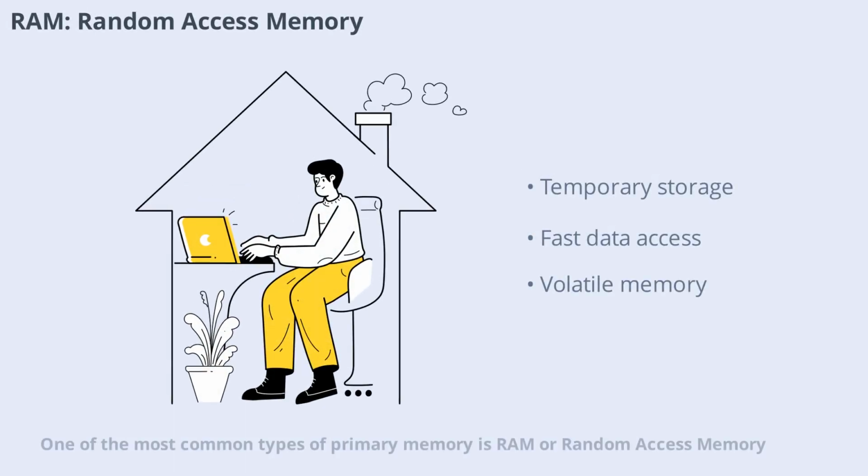One of the most common types of primary memory is RAM, or random access memory. RAM temporarily stores data and instructions that the CPU needs while your computer is on. When you open a program or file, it gets loaded into RAM for quick access. However, once you turn off your computer, everything in RAM is erased. That's why it's called volatile memory.